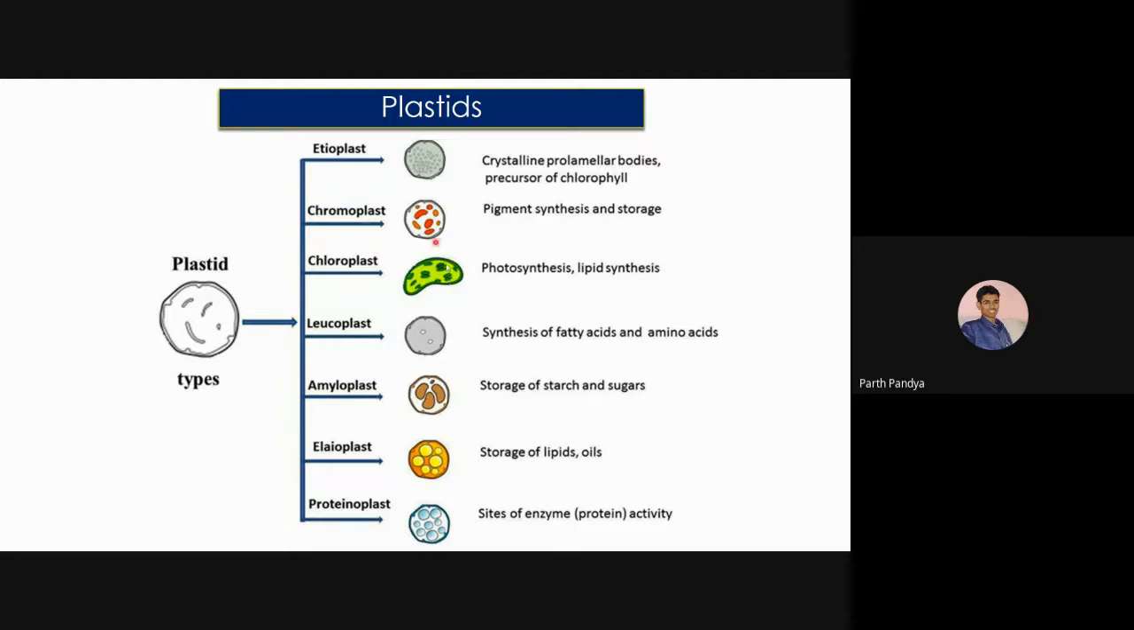Chloroplast has chlorophyll. We saw chloroplast in much detail. They do photosynthesis and lipid biosynthesis. Leucoplast, synthesis of fatty acids and amino acids. Amyloplast, storage of starch and sugar. Oleoplast, storage of lipids and oils. And proteinoplast, sites for enzyme activity, that is majorly the proteins. Okay.